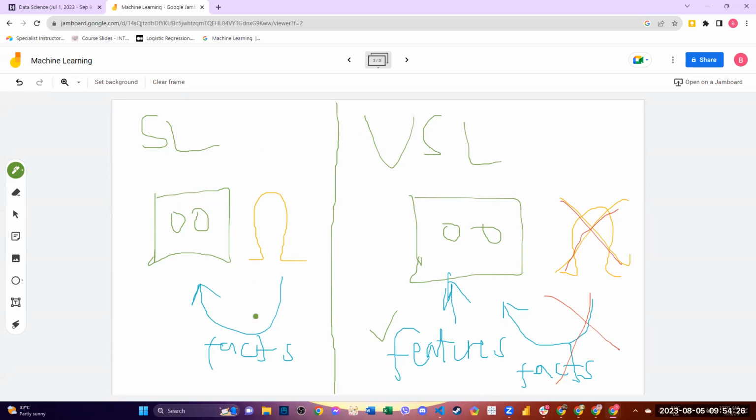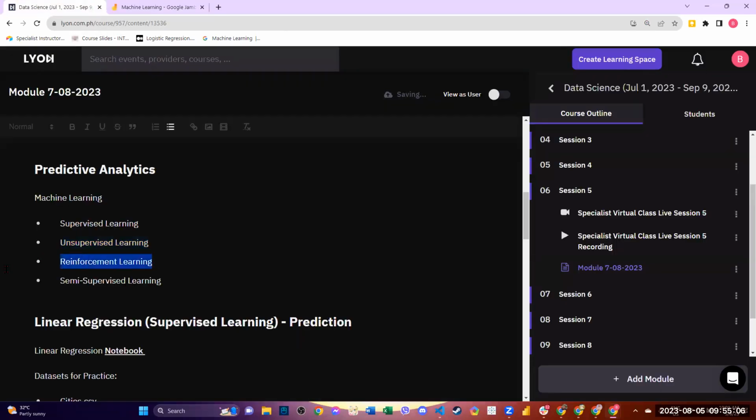For supervised learning, usually the robot has a supervisor, which is us, the people, supplying the facts. In unsupervised learning, the robot doesn't have a supervisor, but should be supplied with features. So there's no people providing the facts, but only the features. So the robot only gets the features for this kind of prediction. All right. So we also have reinforcement learning.